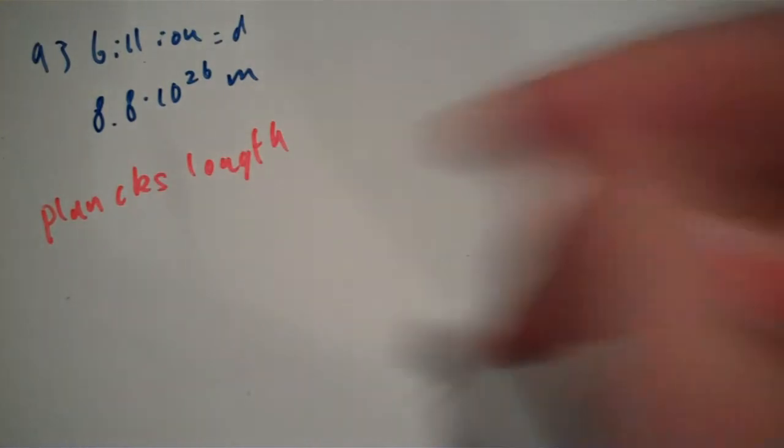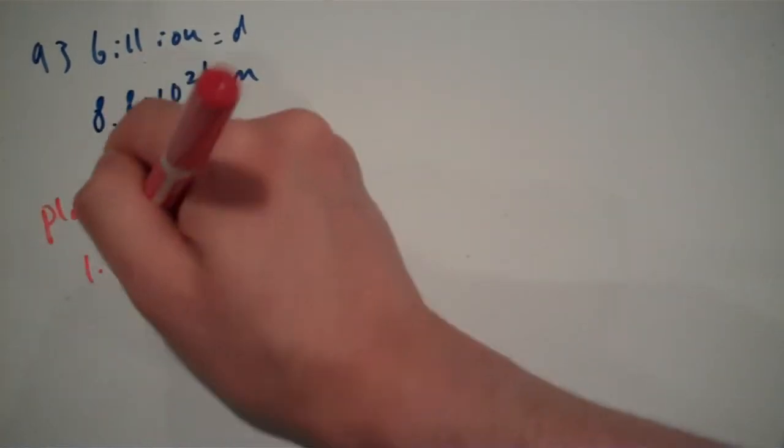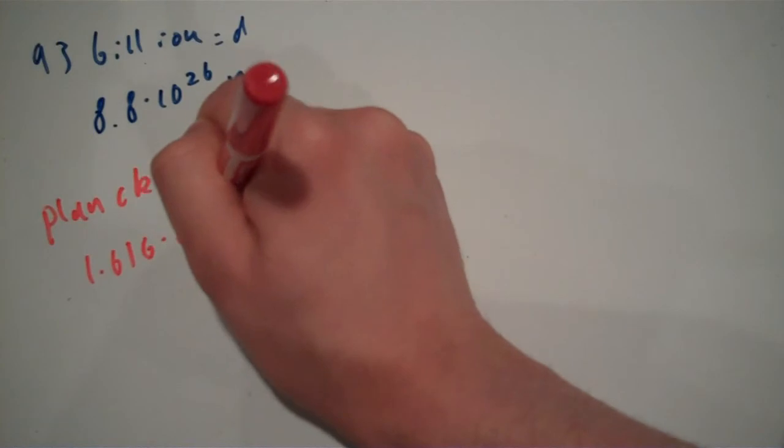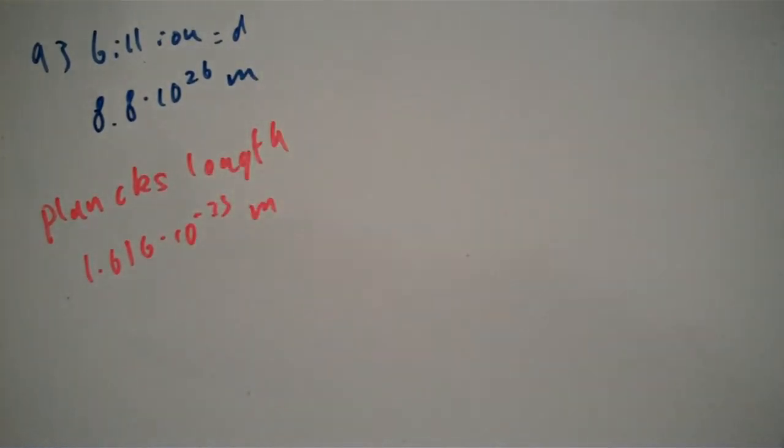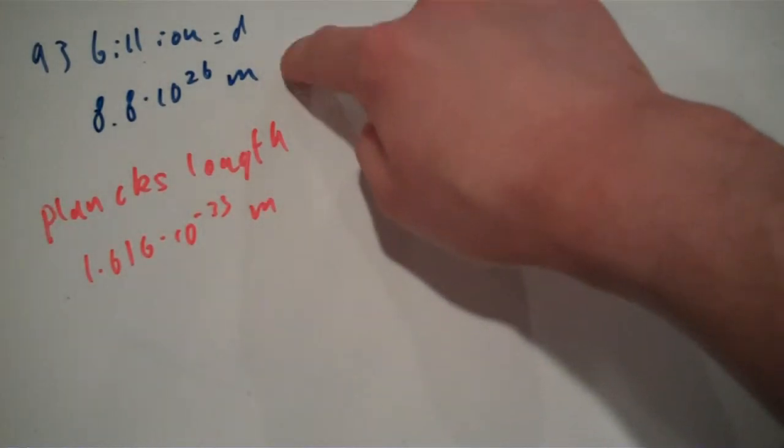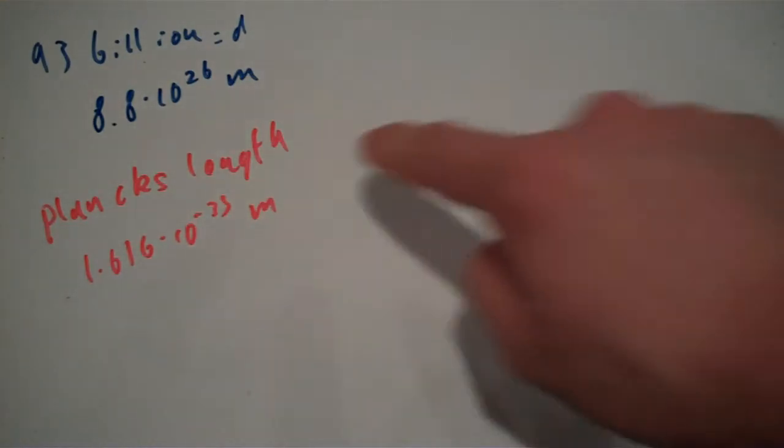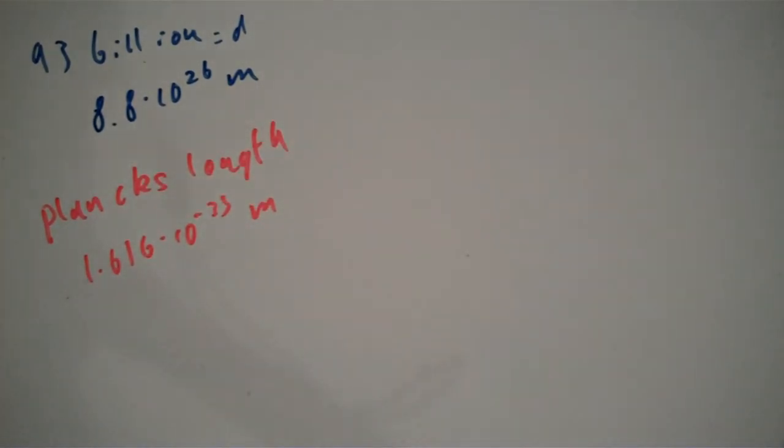Now, a Planck's length is 1.616 times 10 to the negative 35 meters. Approximately. And this is accepted by scientists to be the smallest possible distance. Now, we want to figure out the circumference of the universe within one Planck's length. So we are going to figure out the circumference of the biggest possible thing within the distance of the smallest possible thing. So we do not need any more accuracy than this.